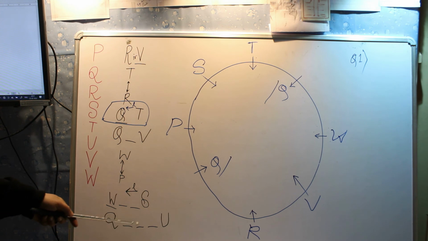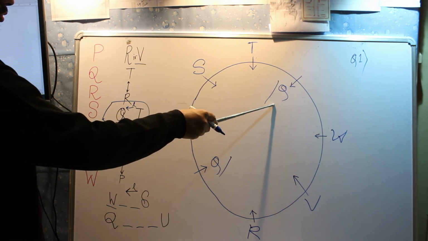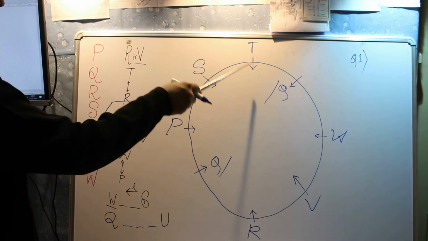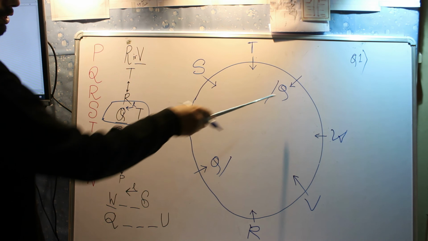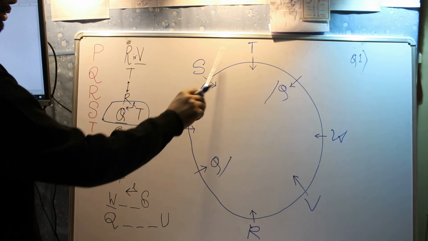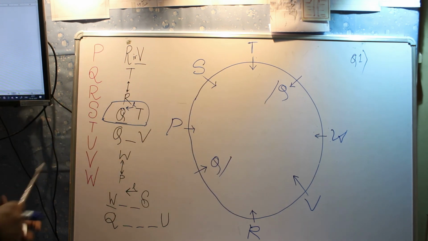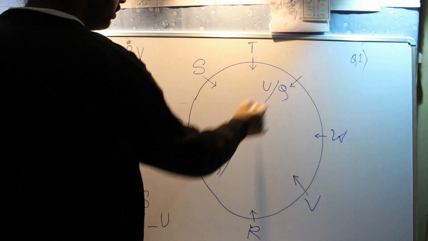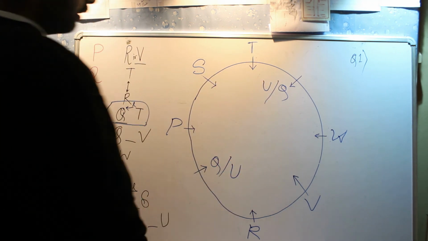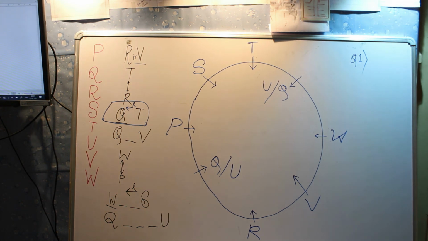Between Q and U there are three persons. So if this is Q and this is U, three persons are already there. And if this is U and this is Q, either way three persons are between Q and U. Okay. So this is either Q or U, or this is either Q or U. You see how different it is from the previous diagram.